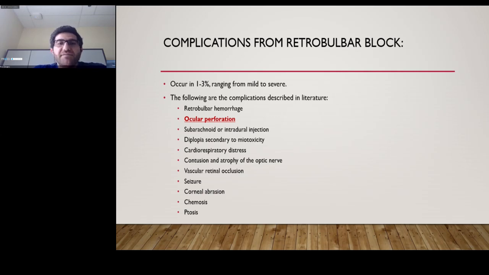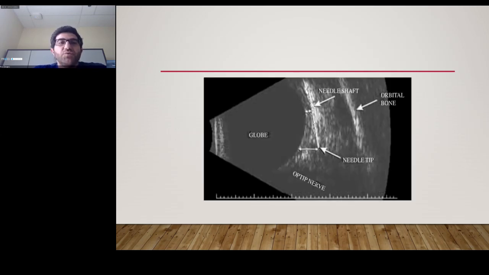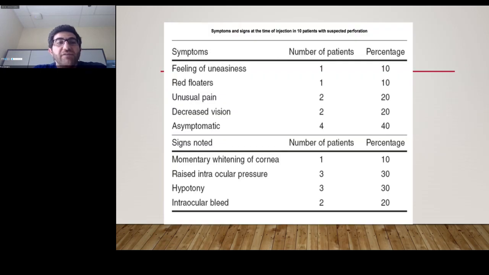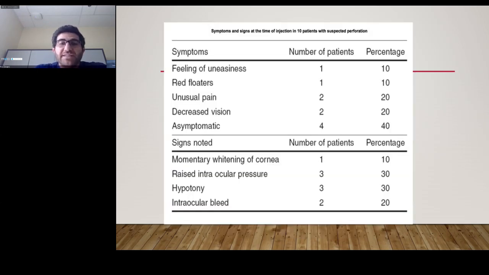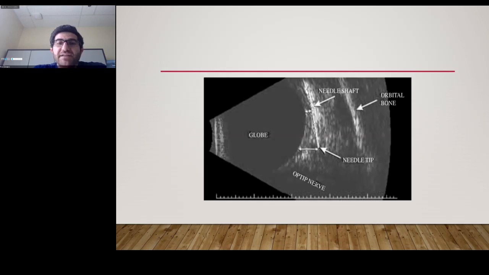Sometimes signs can be very subtle. Sometimes we can have only a floater; the patient can describe a floater. The patient can say that he has unusual pain. Sometimes we can have corneal edema, especially if we inject within the vitreous. As you can see in this B scan, the needle is very, very close to the globe, and it's very easy to do a scleral perforation. So pay attention to this and have a high index of suspicion.